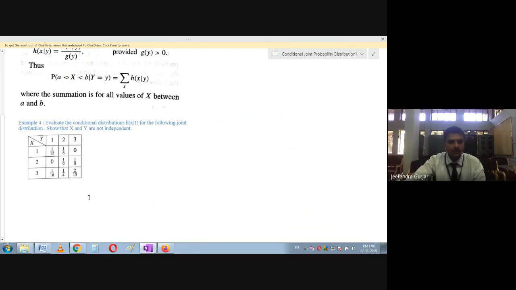This further we can understand by using an example. We can see here, students, a very simple example. Within a few minutes we are going to finish this example. Evaluate the conditional distribution h of x given 1 for the following joint distribution. Show that x and y are not independent. So very simple they have given here, students. So they have told you that it is not independent.